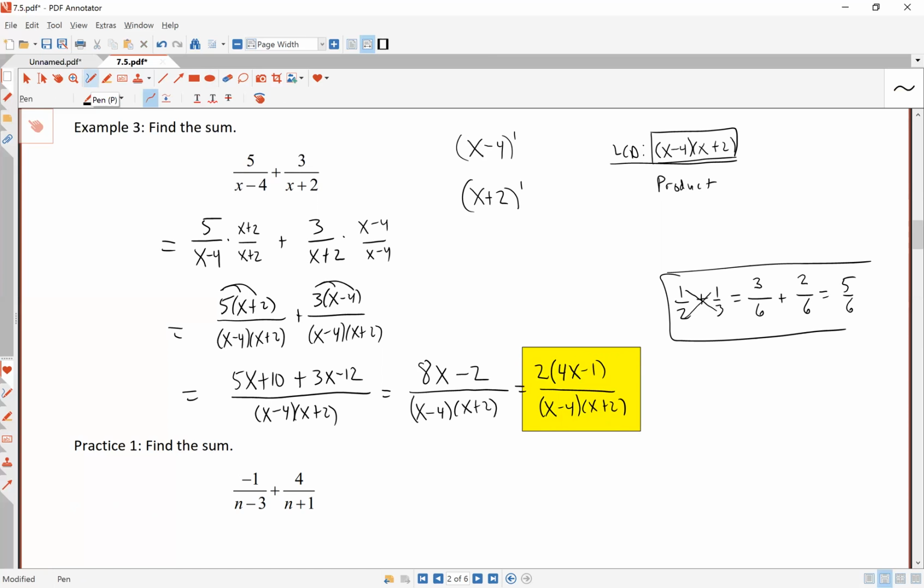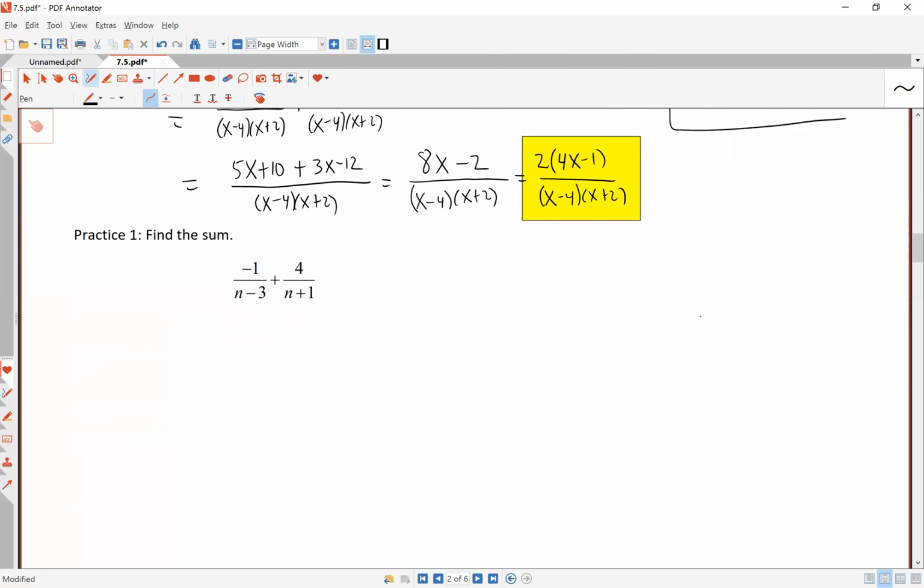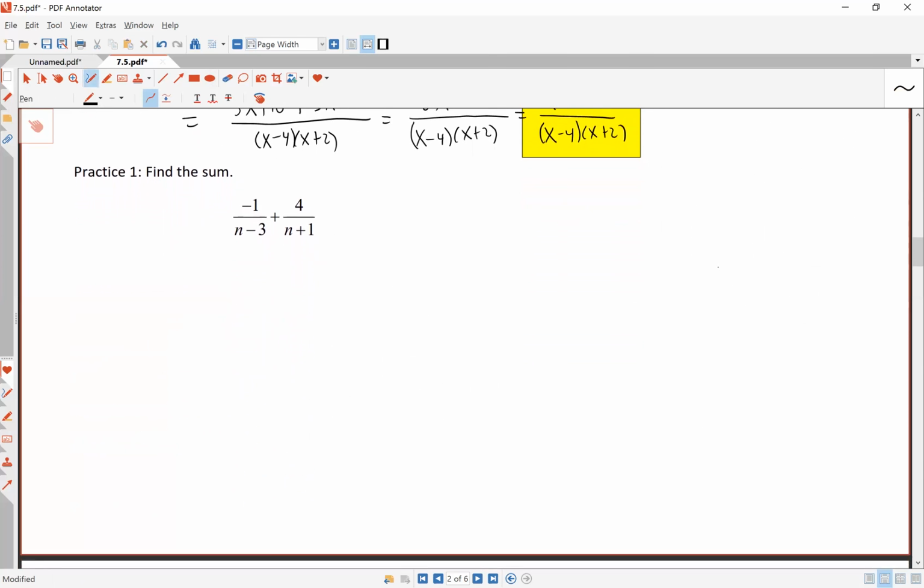All right, practice 1. This is your chance to practice this. I encourage you to press pause in your video, see what you get, and come back and check the solution with what I get.